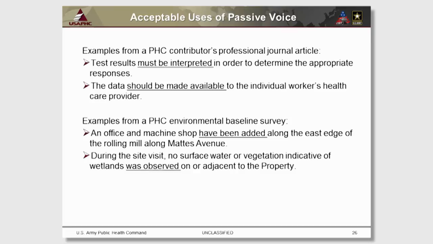So what we have here are some acceptable uses of passive voice that we have seen in journal articles. And you can see that if you're just stating that test results must be interpreted to determine a response, we don't need to identify who's going to interpret. You're saying this is what you have to do. We have some examples from an environmental baseline survey. An office and a machine shop have been added. Well, yes, that's passive. Who added the office and the machine shop? That's not important. That's not a key piece of information. The key information is that since we surveyed this the last time, or perhaps, it's been a few years, now we have 2 more buildings to consider that have been built on this street, something along those lines.